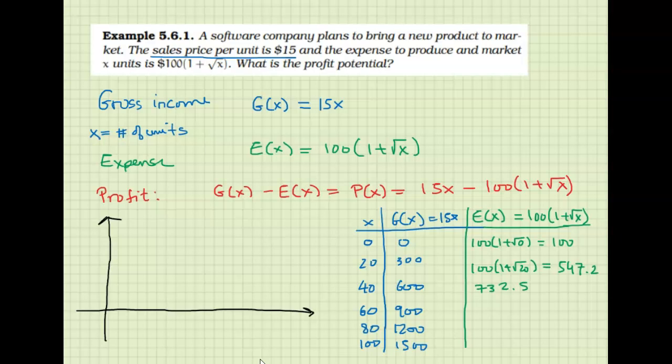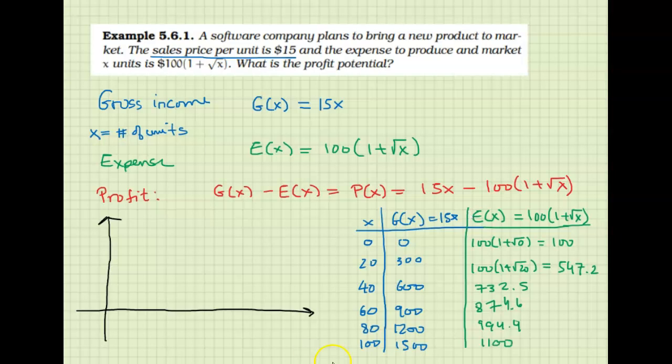100 times 1 plus square root of 60 is 874.6. 100 times 1 plus square root of 80 is 994.4. And 100 times 1 plus square root of 100 is 1100.